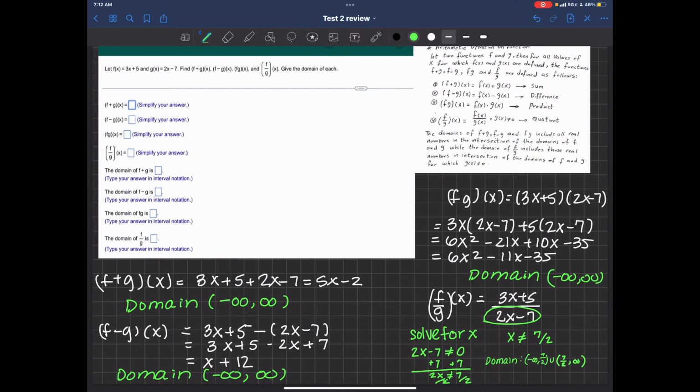I know you can also, if you want to see what this last one looks like graphed, let me go ahead and show you. So this one right here would be 3x plus 5. You can also use your calculator. 2x minus 7. And if I graph it, I would have a vertical asymptote at 7/2, which is 3.5.